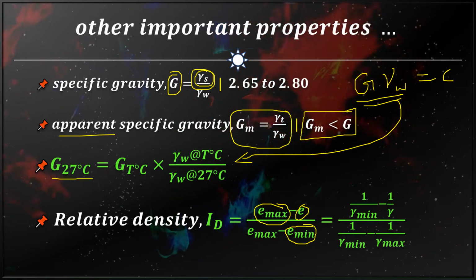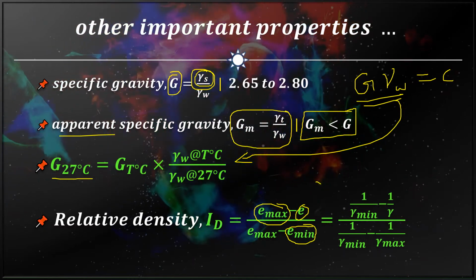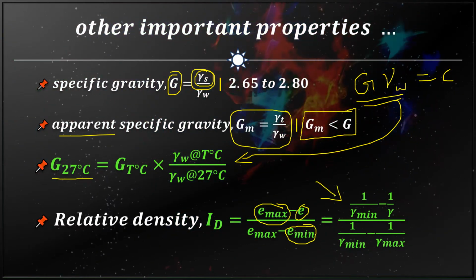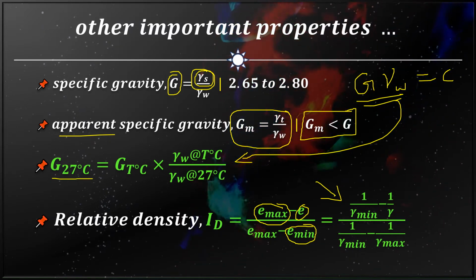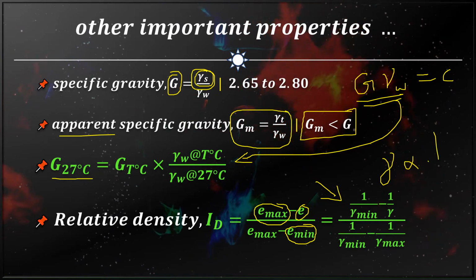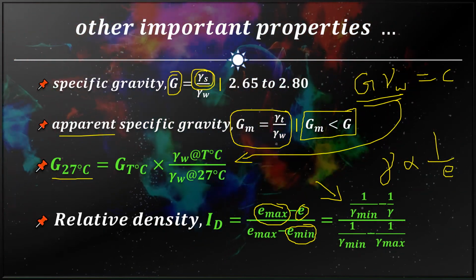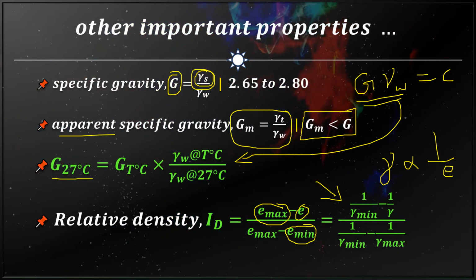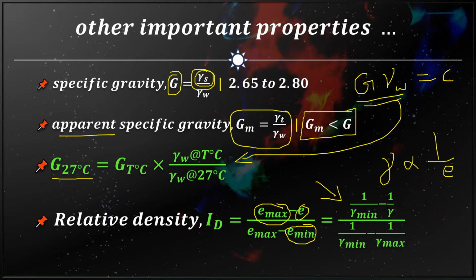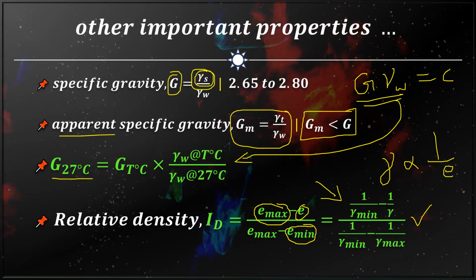Accordingly we have to calculate the relative density of the soil sample, and it can also be given in terms of unit weights: (1 by gamma minimum minus 1 by gamma) divided by (1 by gamma minimum minus 1 by gamma maximum). Why? Because we have already seen gamma is inversely proportional to void ratio. So this is how we have to calculate the relative density.